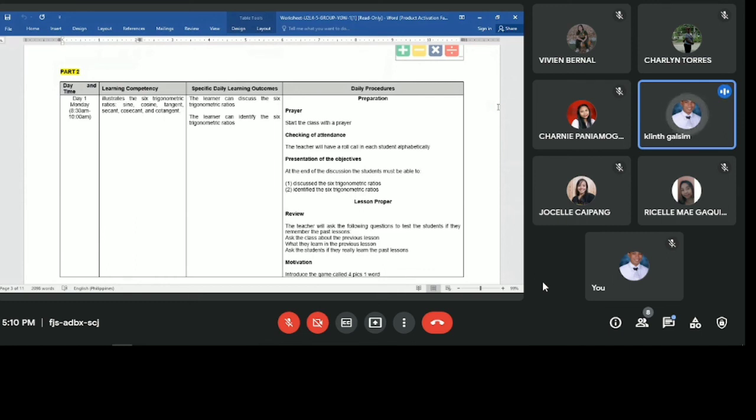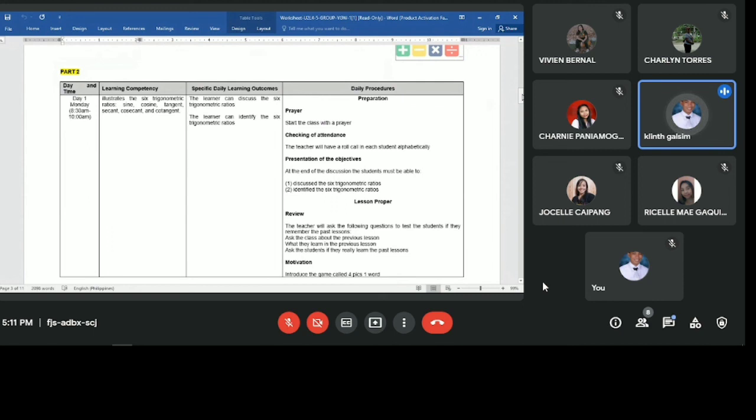And for our daily procedures, first we start the class with a prayer. Next, the teacher will have a roll call of each student alphabetically. And then we present the objectives. For our objective of day 1, we will discuss the trigonometric ratios and identify the six trigonometric ratios.